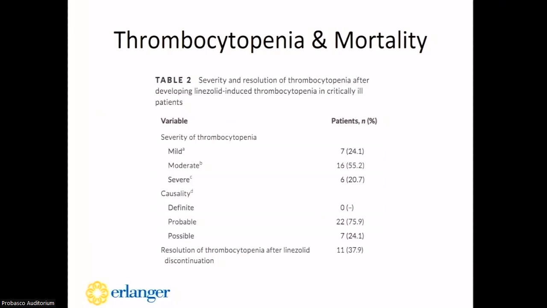Nearly half of all patients developed thrombocytopenia, with malignancy and serum creatinine of at least 1.5 being associated with increased risk. Most patients who developed thrombocytopenia were characterized as having moderate severity, and based on the results from the Naranjo algorithm that they applied to help rule out other potential causes of thrombocytopenia development, the study found a predominantly probable relationship between linezolid and thrombocytopenia. None of the cases were found to definitively be caused by linezolid exposure.